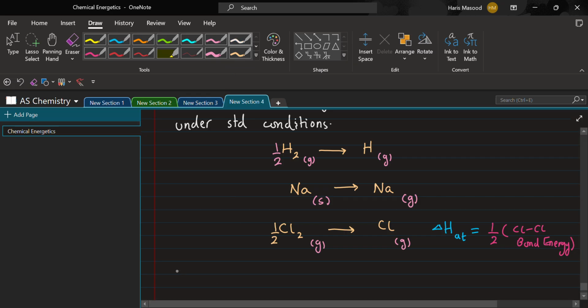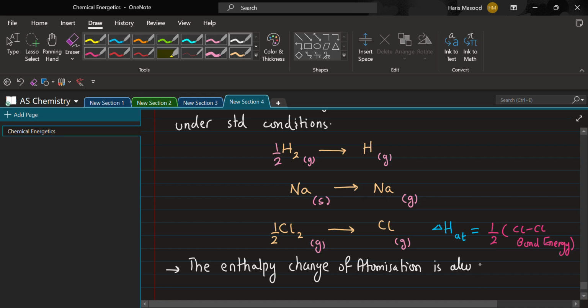And finally, the atomization is always endothermic.